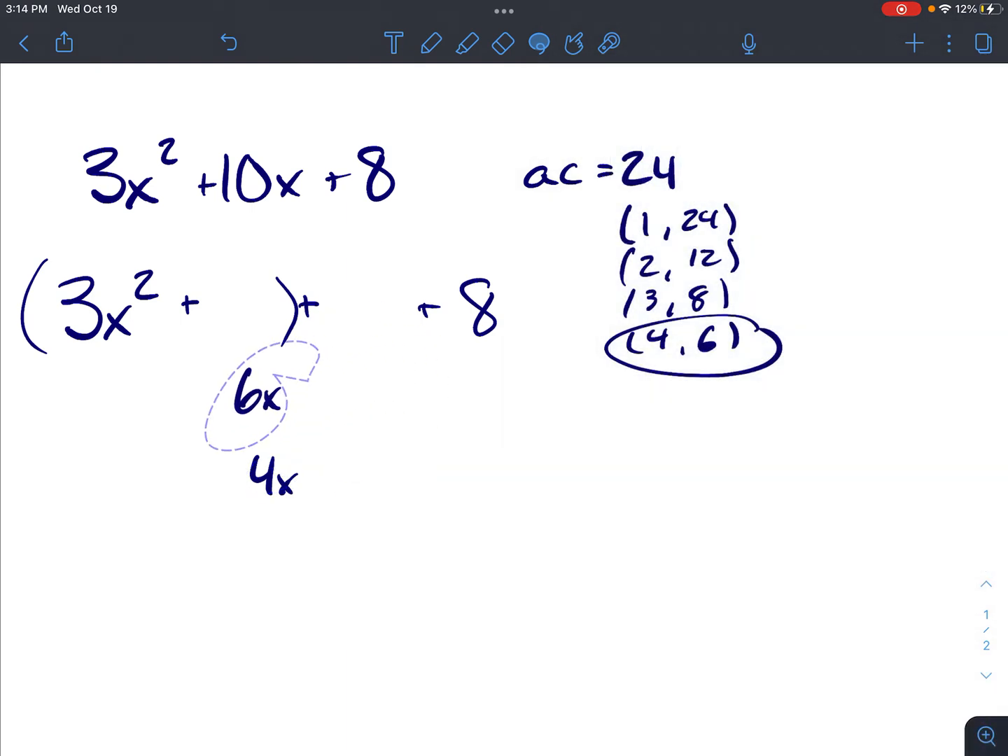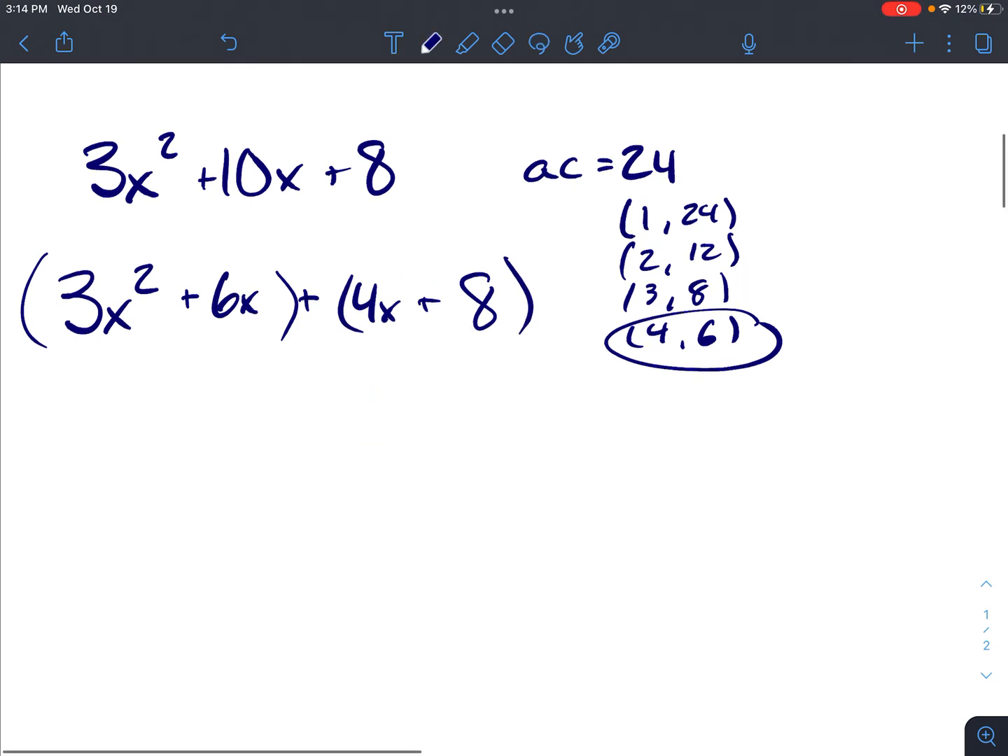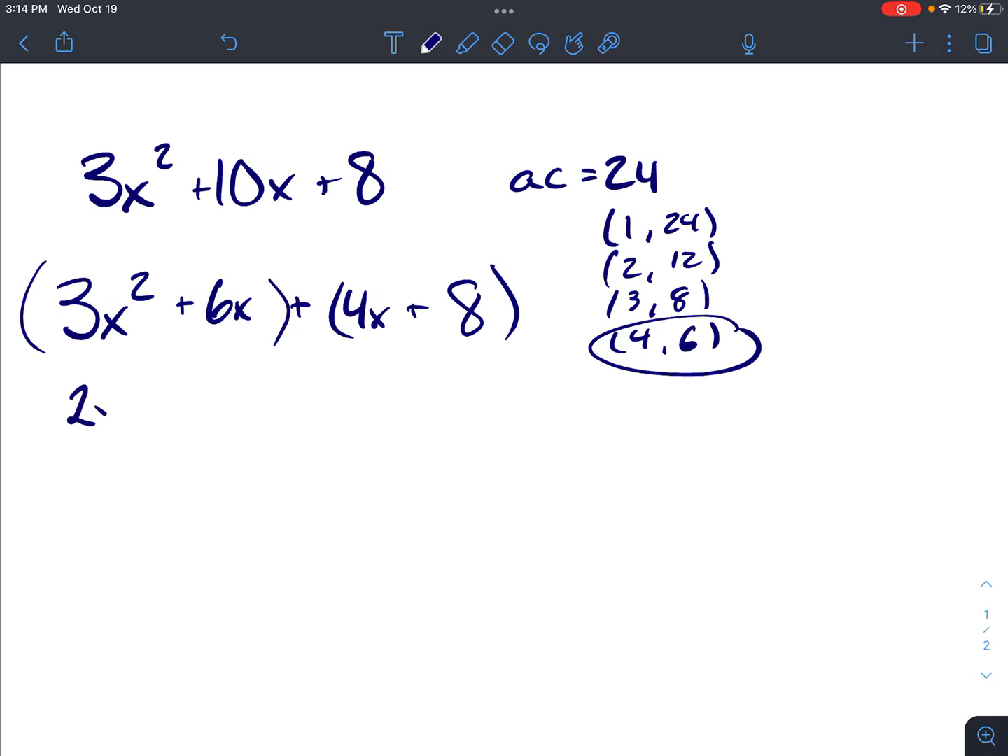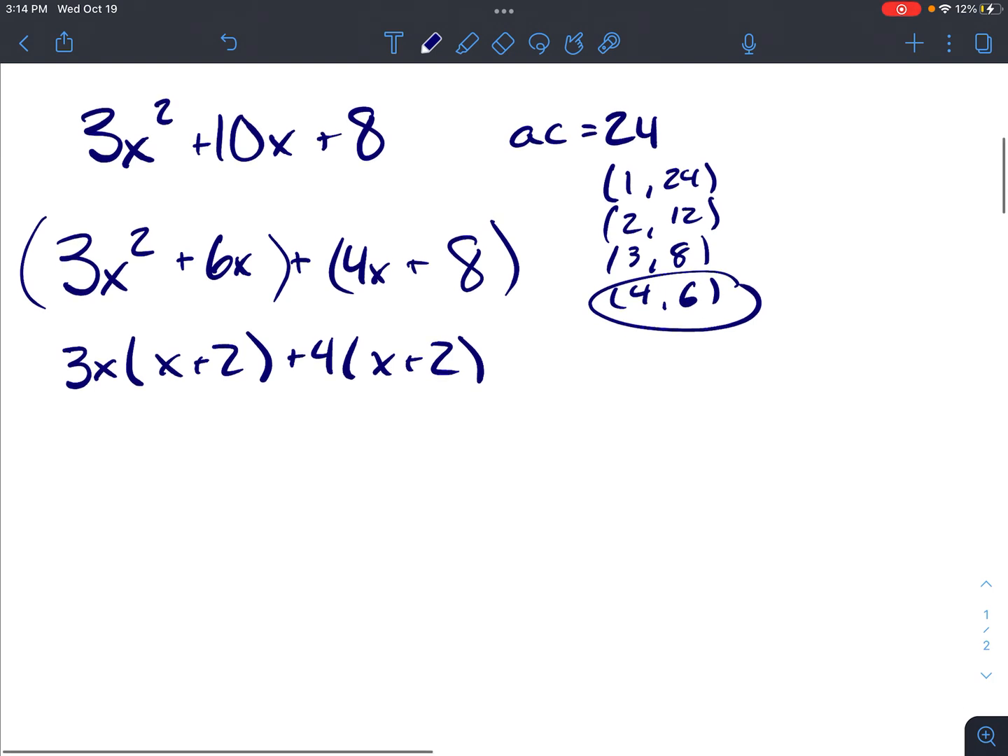Or can you factor anything out of this group? And the answer is yes, you can get the same thing. So now we factor. We pull out a 3x. We're going to be left with x plus 2. Then we can pull out a 4, get x plus 2 again. So both have x plus 2 and a 3x plus 4, and we're good to go.